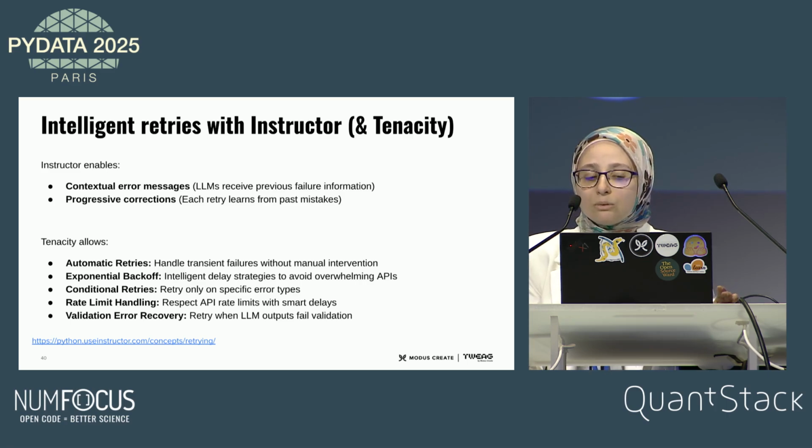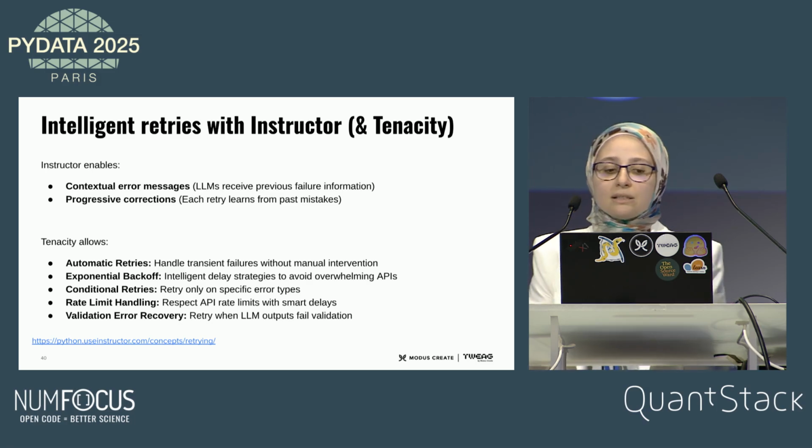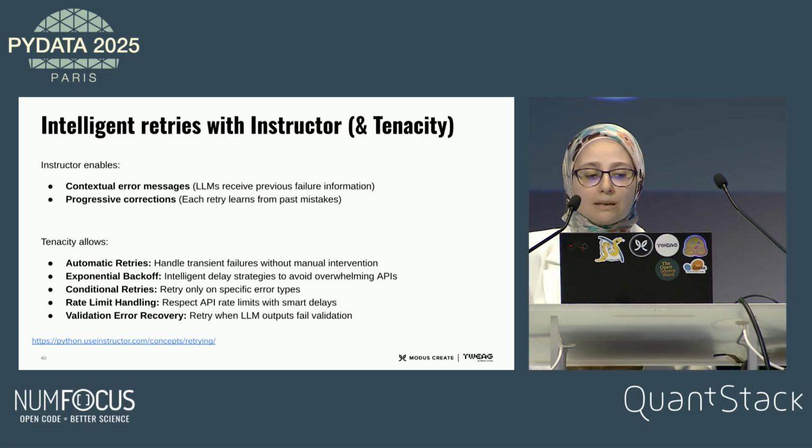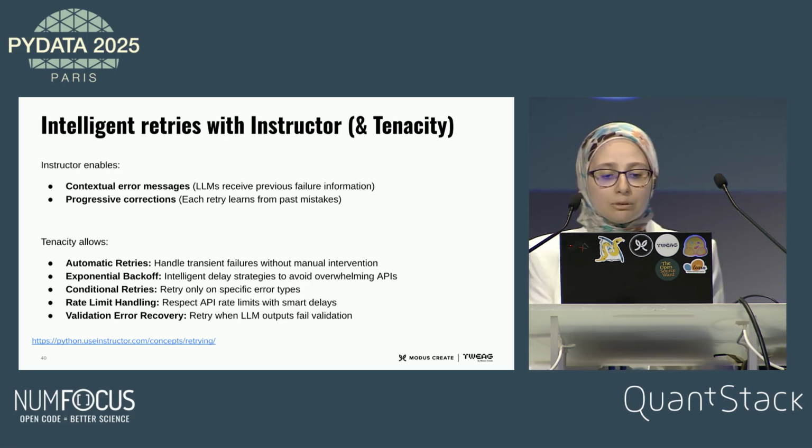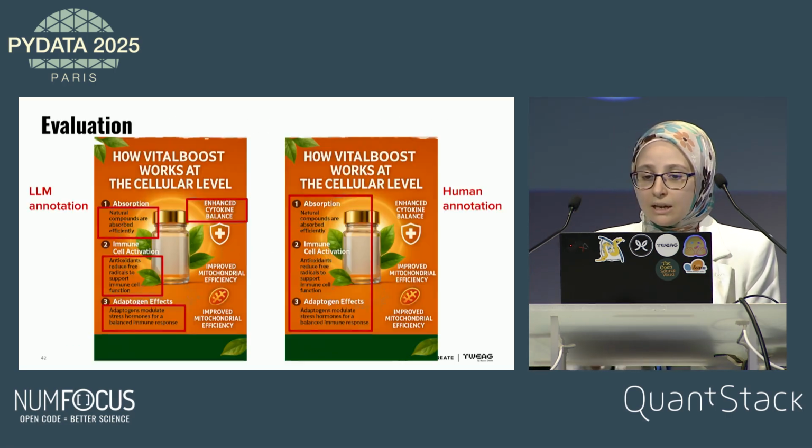You can also use Tenacity, which is not a GenAI specific tool, but it helps you not DIY retries. It has automatic retries. It supports rate limit handling in APIs. It has exponential backoff. It helps you conditionally retry based on the type of error that you have.